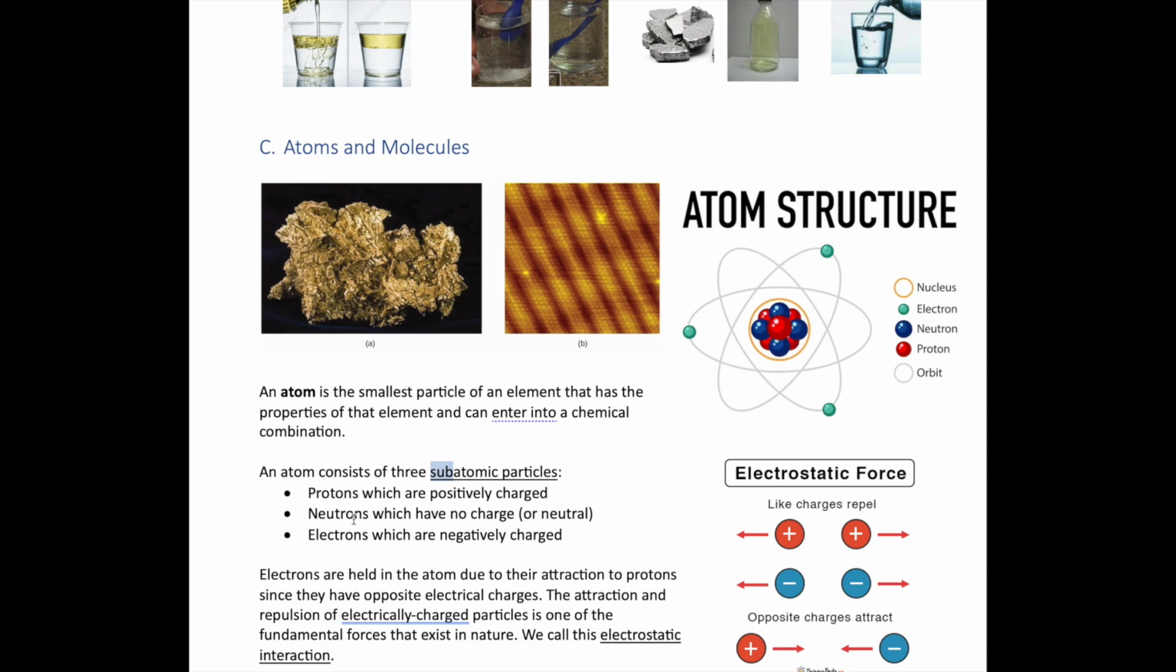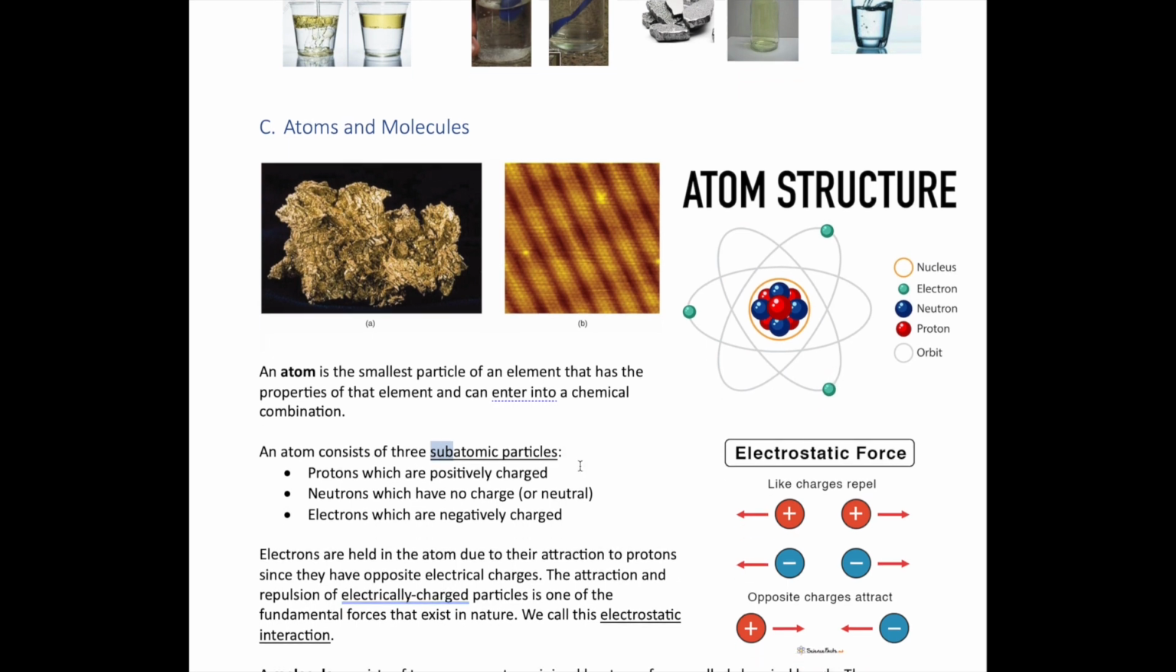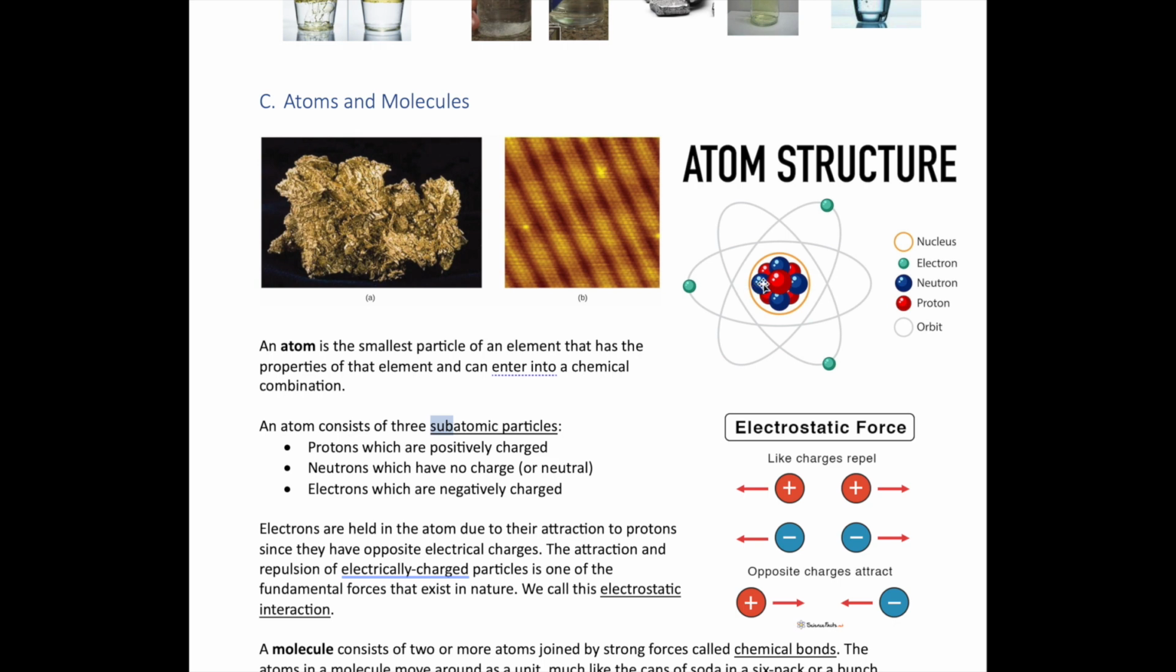The protons and the neutrons are stuck together, and they are at the center of the atom, called the nucleus. And then the rest of them are just electrons. This green one, they're smaller than both of these guys, moving around constantly around the atom. They're stuck in the vicinity of the nucleus because these subatomic particles have different charges. So protons are positively charged, neutrons have no charge, and electrons are negatively charged.